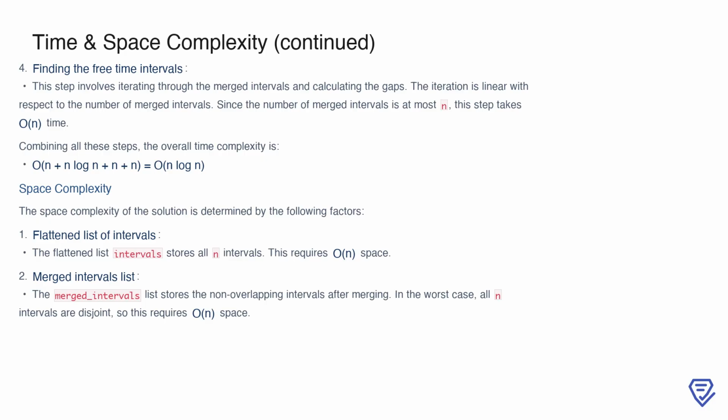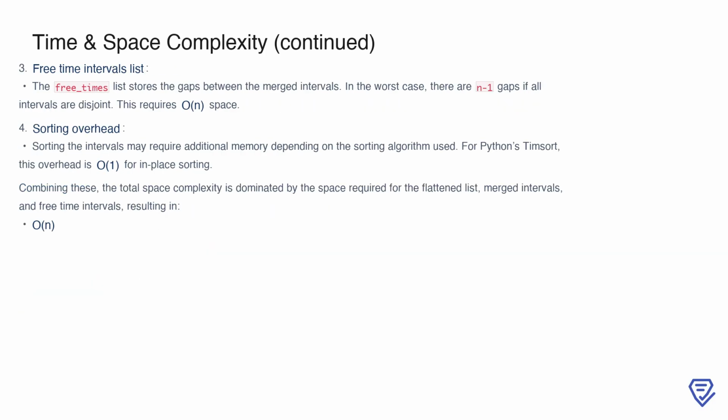Now, for the space complexity, we start by considering the flattened list of intervals. This list stores all n intervals, requiring O(n) space. Then, we have the merged intervals list, which stores the non-overlapping intervals after merging. In the worst case, where all intervals are disjoint, this still requires O(n) space. Additionally, we account for the free time intervals list, which stores the gaps between the merged intervals. In the worst case, where all intervals are disjoint, there could be up to n-1 gaps, requiring O(n) space.